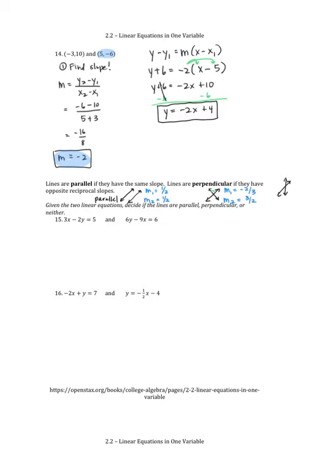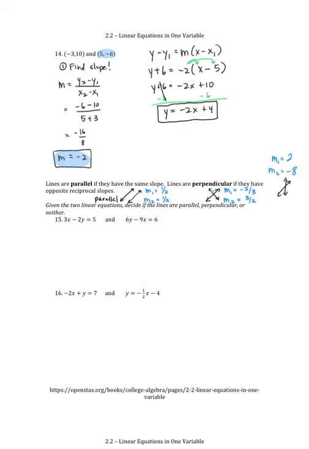So see, the signs are different. That's the opposite part. And they're reciprocals in that they're flipped. The first one is 2/3. The second one is 3/2. That would be perpendicular. The neither just means that it's neither of those cases. So for example, the first slope could be 2 and the second slope could be negative 8. Okay, that's neither parallel nor perpendicular.